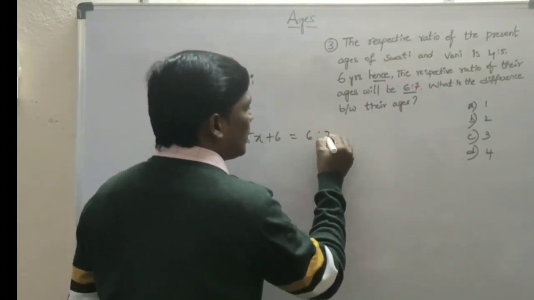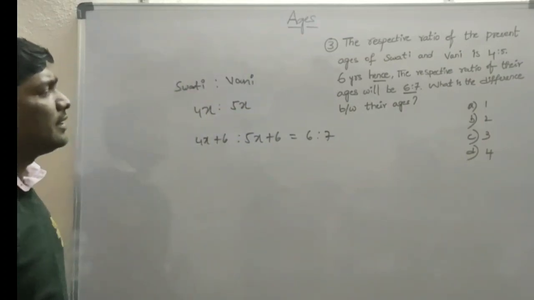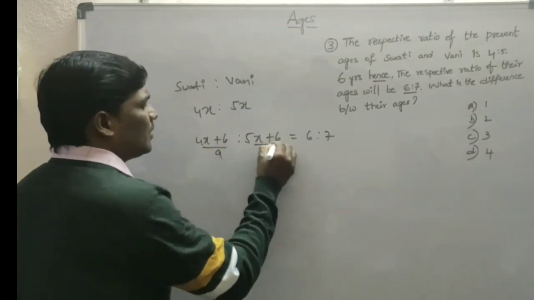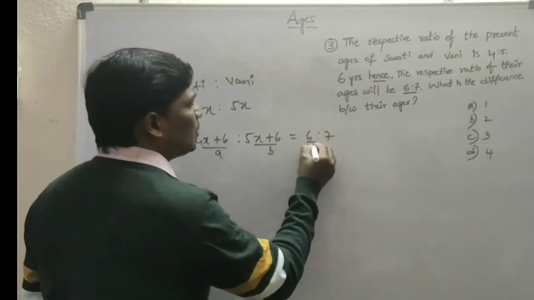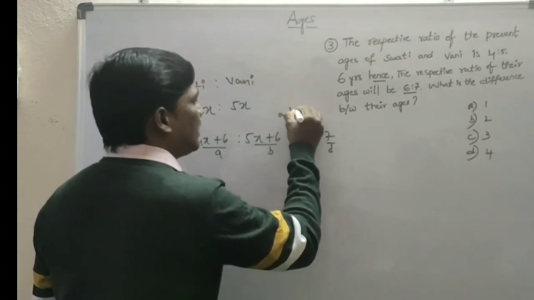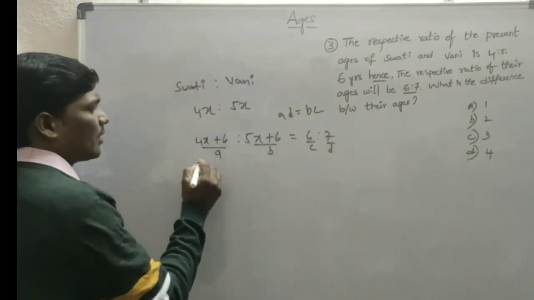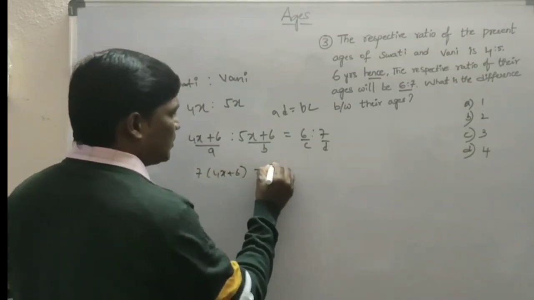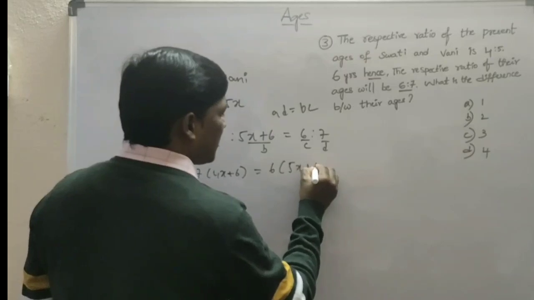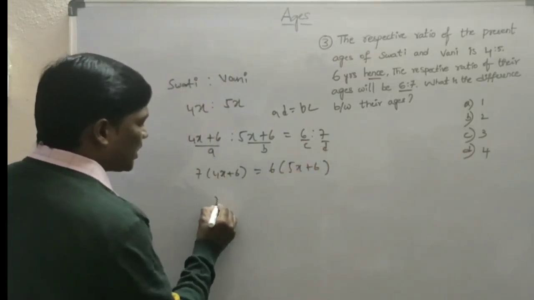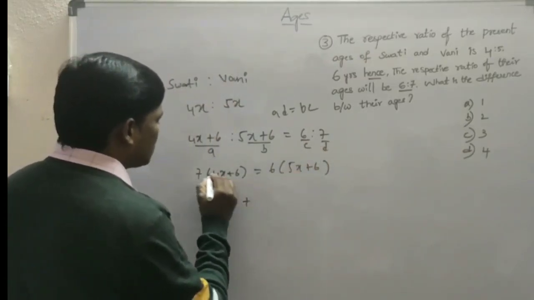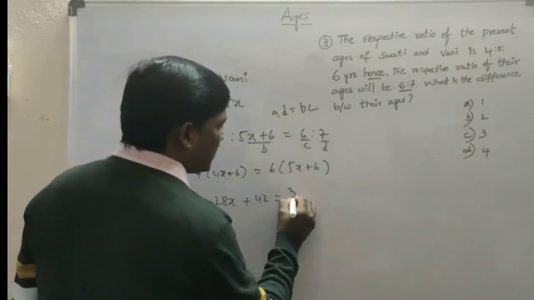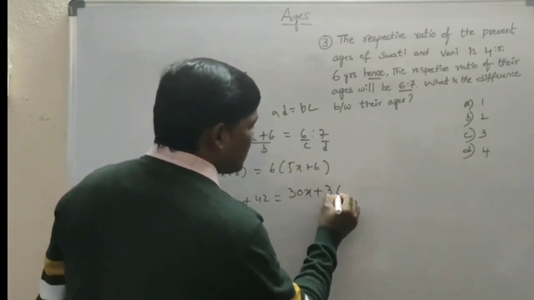6 సంవత్సరాల తరువాత స్వాతి అండ్ వాణి ఏజ్ ఎంతండి? ఏజ్ రేషియో 6:7. Same look like a proportion. So AD is equal to BC. Proportion means AD is equal to BC. Okay, BC. 7 into 4x plus 6 is equal to 6 into 5x plus 6. Okay, 7 4s are 28x plus 7 6s are 42. Then 6 5s are 30x plus 6 6s are 36.